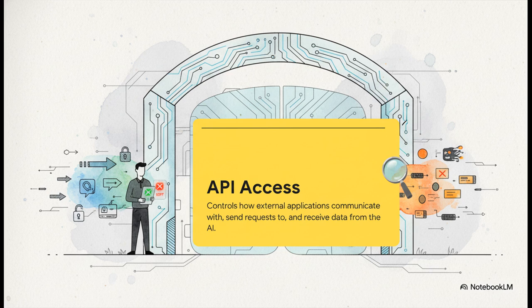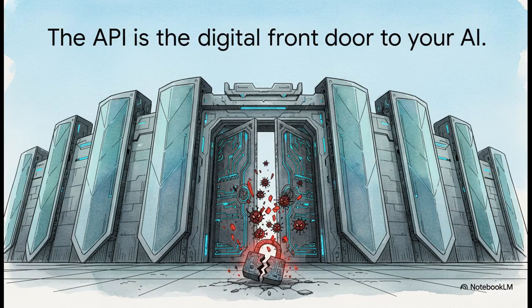It decides who's allowed to send requests to the AI, what kinds of requests they can make, how often they can make them, and what info they get in return. It's the traffic cop for your AI. And this is the perfect way to think about it. The API is literally the digital front door to your AI. It doesn't matter how secure the rest of the house is if you just leave the front door unlocked. A poorly secured API is an open invitation for unauthorized use, data breaches, or attacks that could bring the whole system down. It's your first and often most important line of defense.